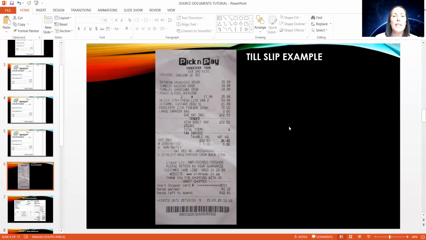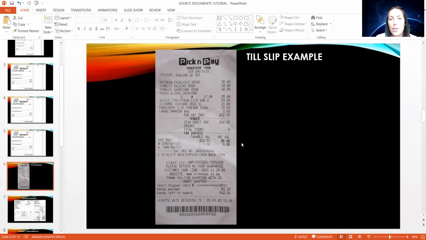I'm just going to point out a couple of things here. First of all, here at the bottom would normally be the till slip number. Each and every slip will have its own original and unique number. That is important for recording purposes. Here at the bottom, you can also see this slip was printed on the 15th of March 2020, more or less 12:30 in the afternoon.